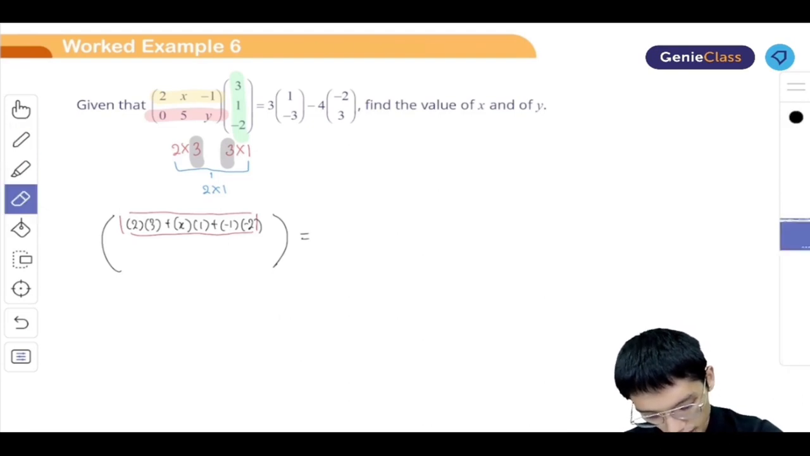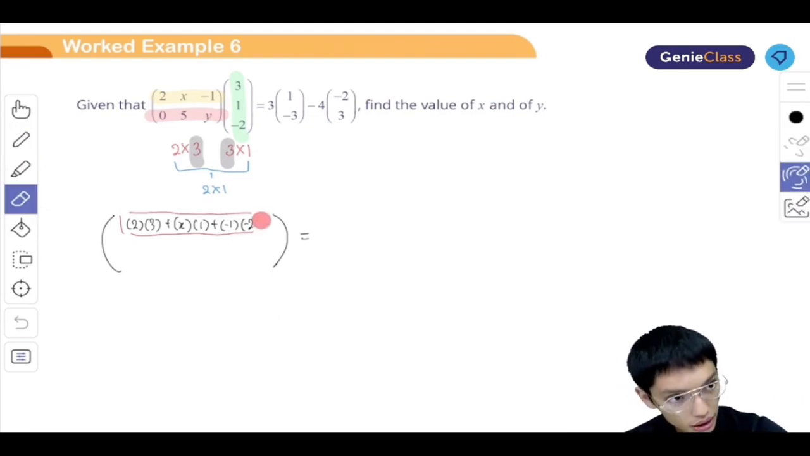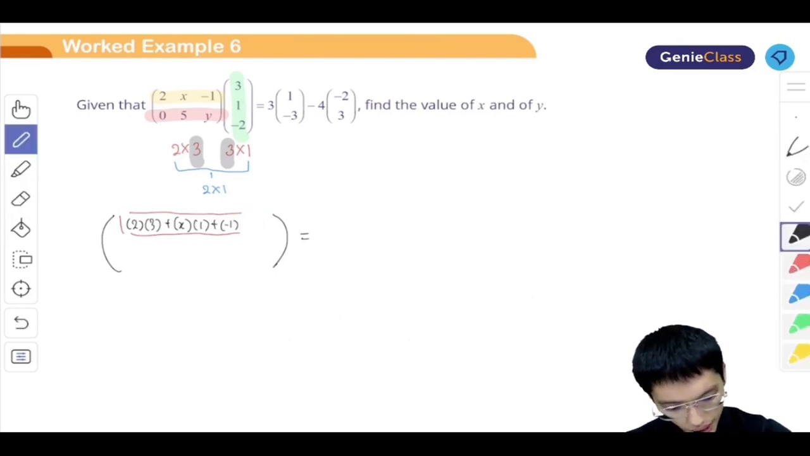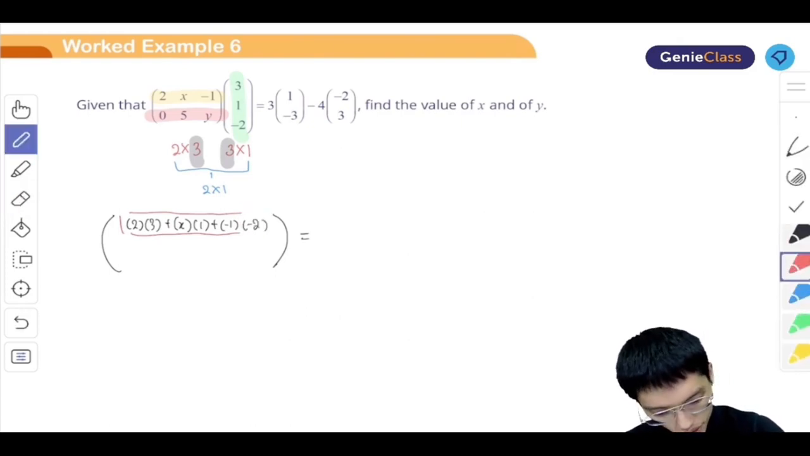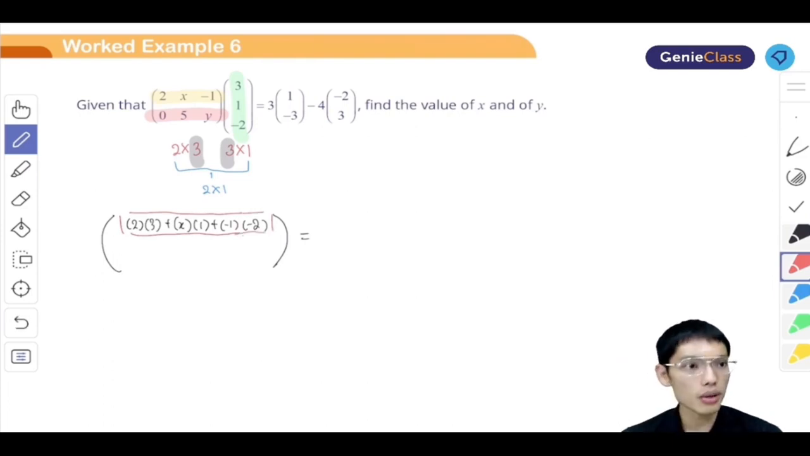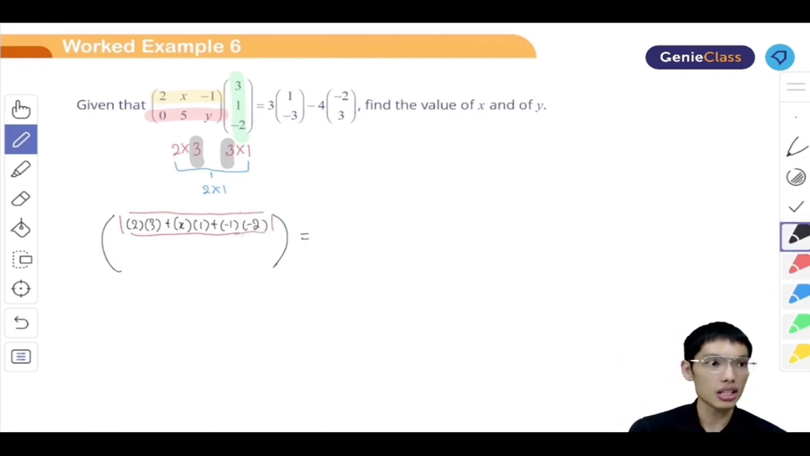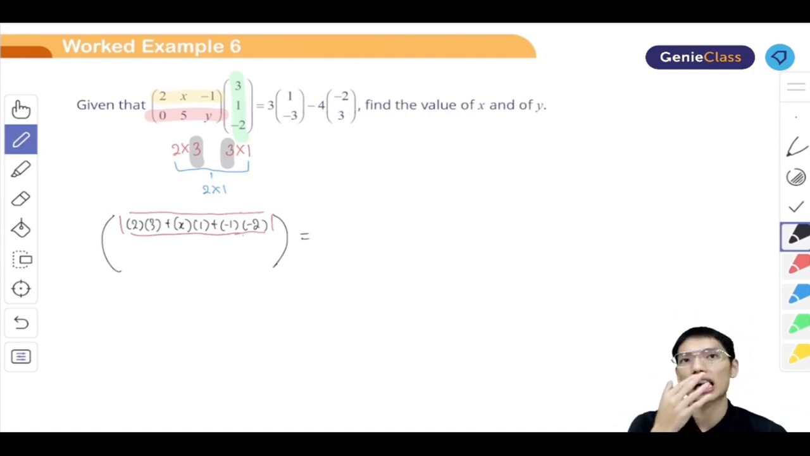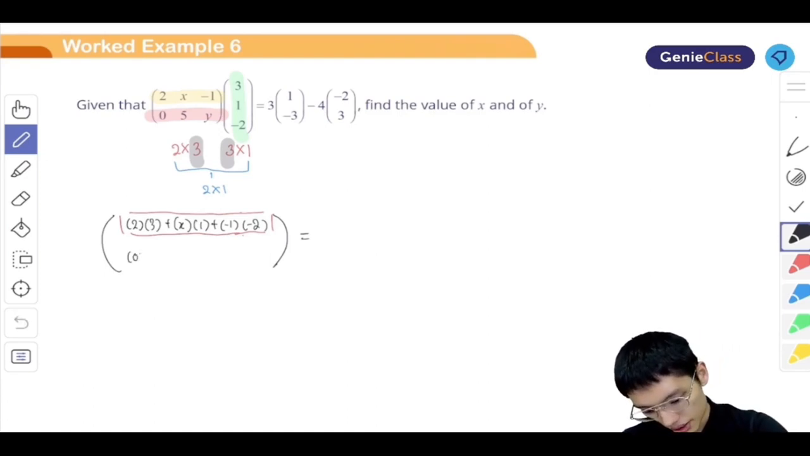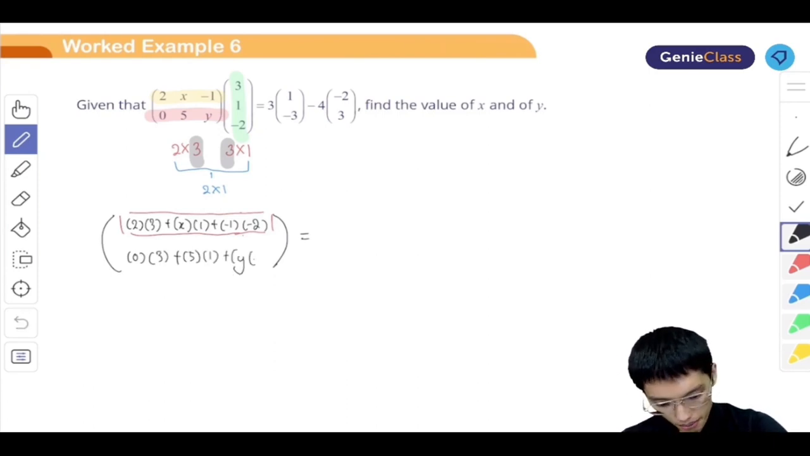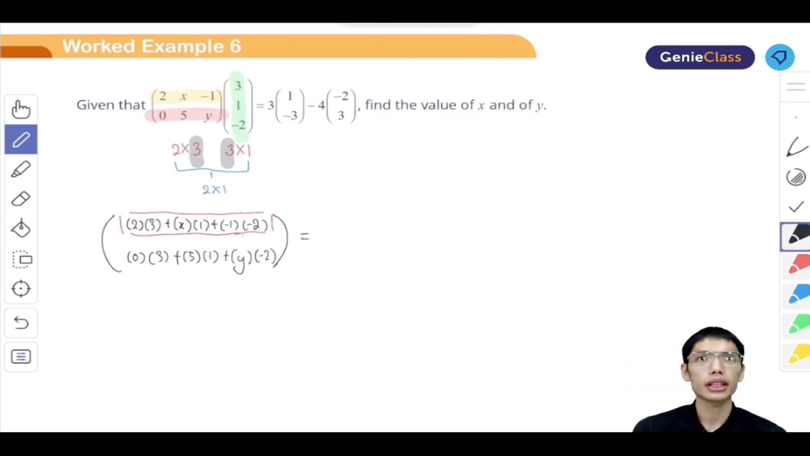I got it. So -1 times -2. Take note, it should multiply this way. And the next one, only 2 colors left. It's going to be red and green, or in this case pink and green, depending on your screen, which might be a bit bright. The way we multiply is going to be 0 and 3, plus 5 and 1, plus y and -2. Okay, now first thing done.